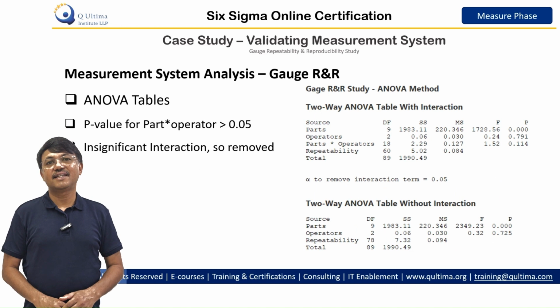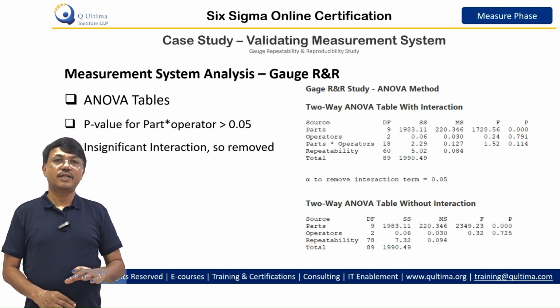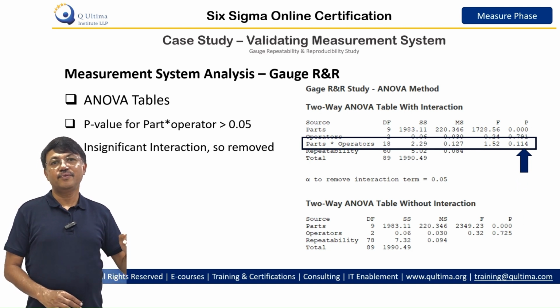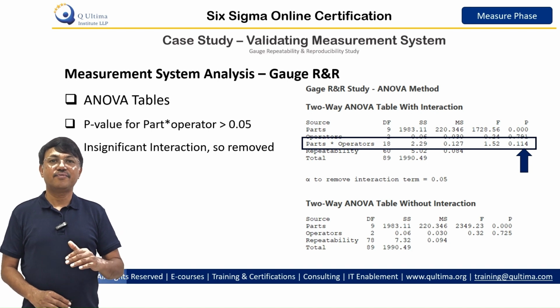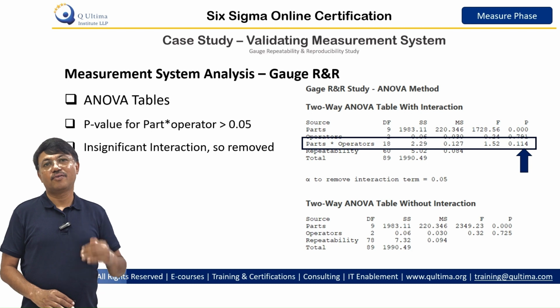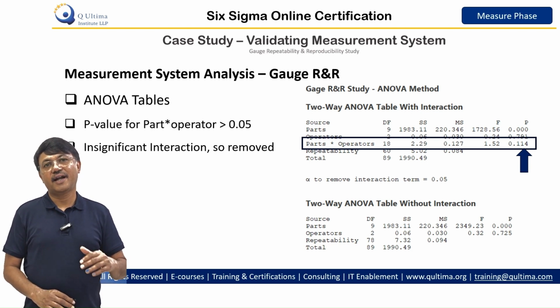In the statistical study of gauge repeatability and reproducibility, we first see the ANOVA table. In the ANOVA table, the first thing that we need to see is the operator part interaction. The operator part interaction p value in this case is 0.114, which is more than 0.05, and therefore is insignificant, and therefore we will remove it from our analysis from this table onward. So in the subsequent table, the operator part interaction is removed, and it will be removed from all other tables.